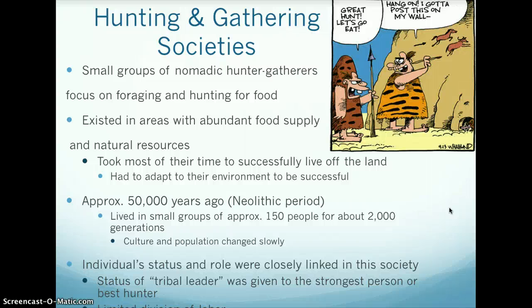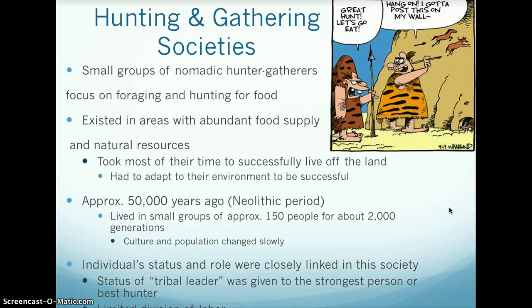It took most of their time to successfully live off the land, so they didn't really have time for innovation, recreation, things like that. Food finding and consumption took up most of their time. And in order to be successful, they had to adapt very well to their environment. So that would require for them to be able to move around a lot and be very nomadic.